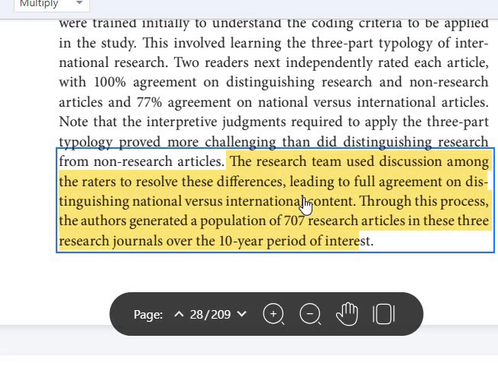That's why it's important to meet and to discuss all these differences, leading to full agreement on distinguishing national versus international content. Through this process, the authors generated a population of 707 research articles in these 3 research journals. This is another example, actually. But we should understand that there must be discussion among coders regarding the coding process. Okay. Here, more examples later on, as you can see.